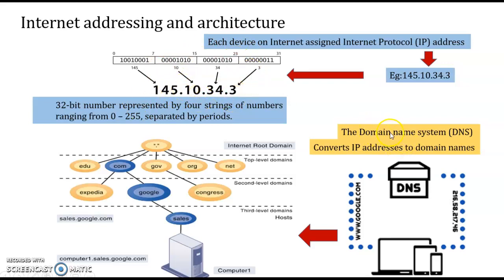Tapi as human being, kita tak hafal benda-benda ni. So kita tukar kepada domain name system, DNS. So it will convert IP address to domain name system. So selalunya kita akan, you nampak tak ditulis macam ni, computer1.sales.google.com. So ini adalah kita punya host, ini adalah kita punya second level domain, ini kita punya TLD.